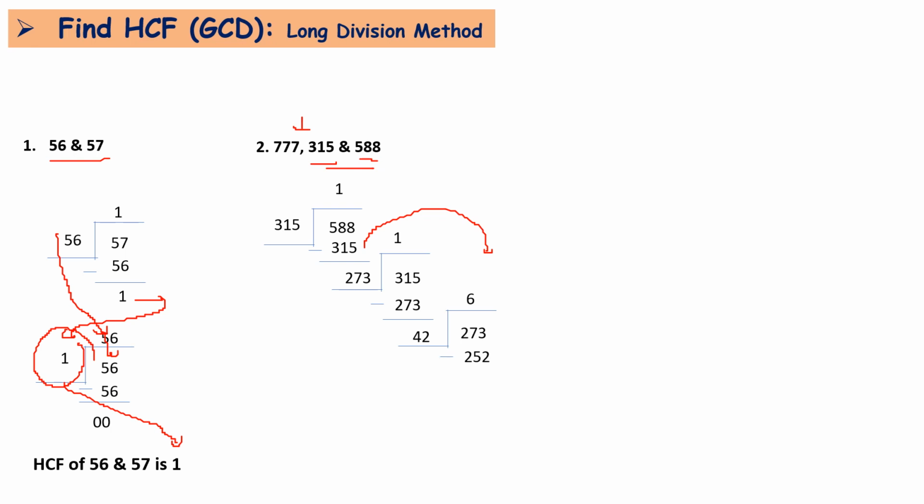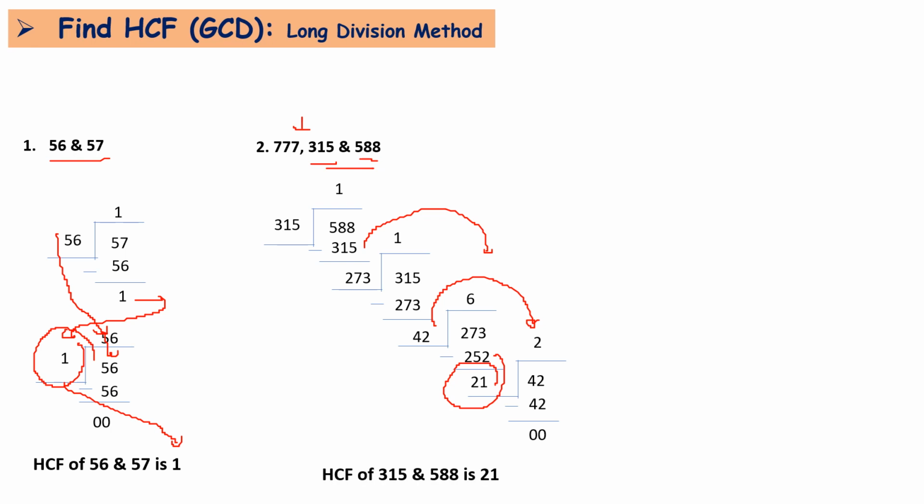42 times 6 is 252. So the remainder now is 21. Now this becomes the divisor and this becomes the dividend. So we proceed here. 21 times 2 is 42. We got this as 0. So now this 21, the last divisor, becomes the HCF of the given two numbers. So here 21 is the HCF of 315 and 588.